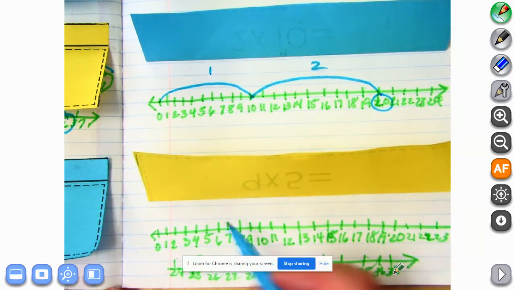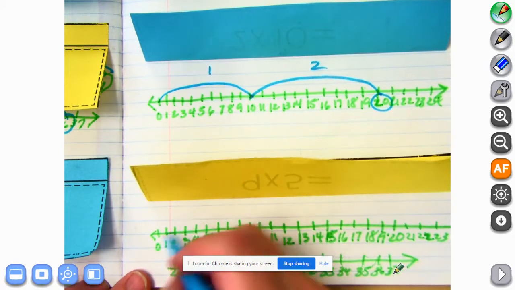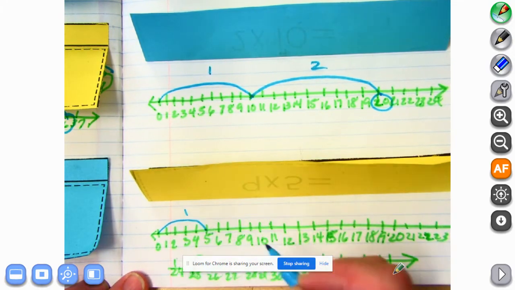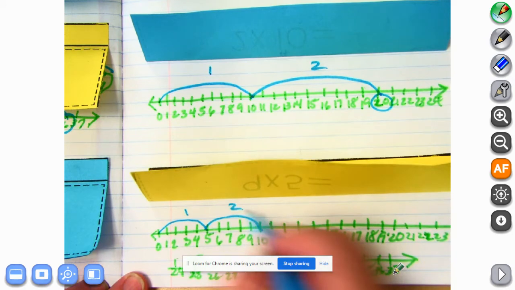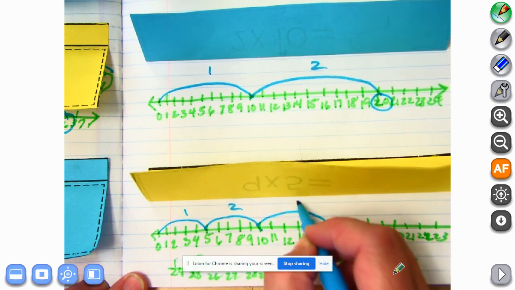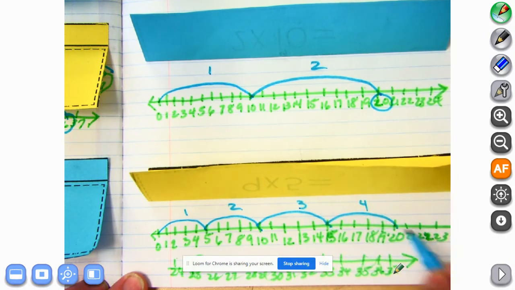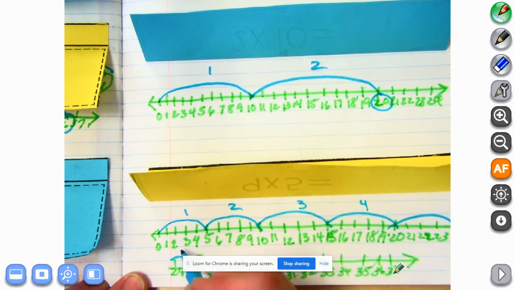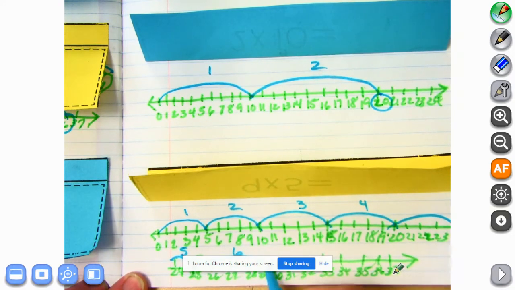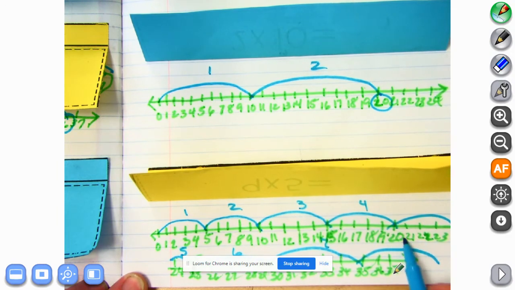Let's try it. A jump of 5. Okay. 1, 2, 3, 4, 5, 6, 7, 8, and then we need one more.